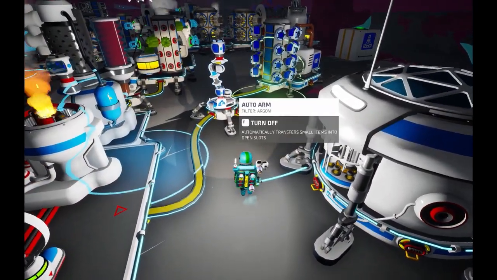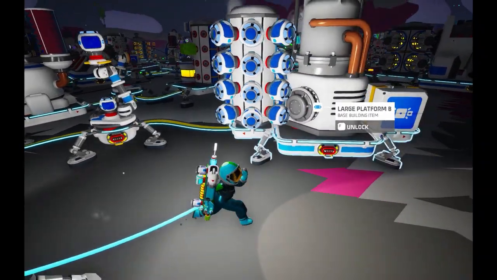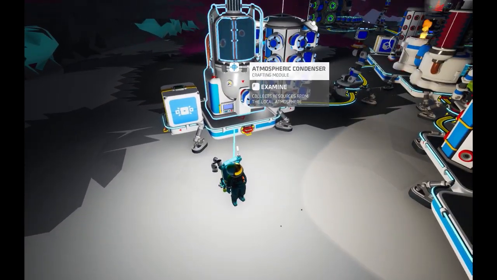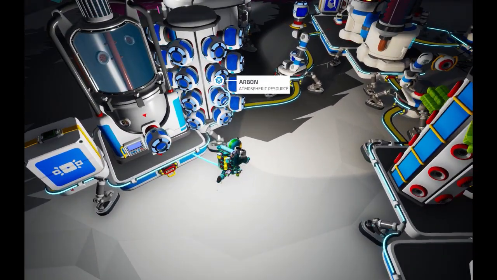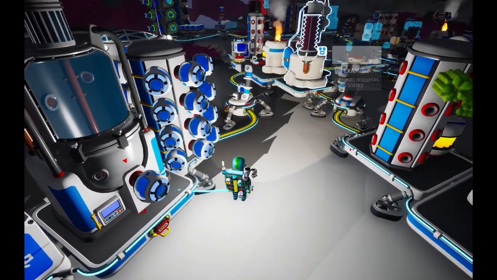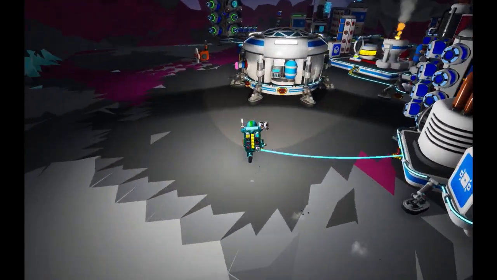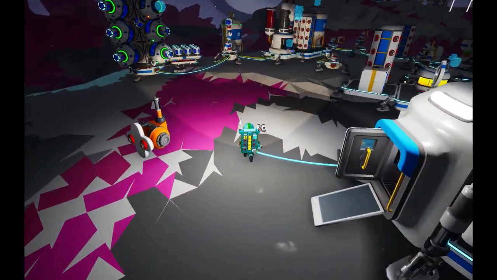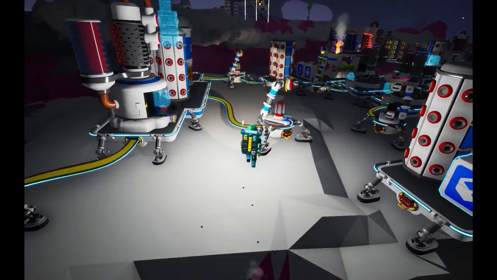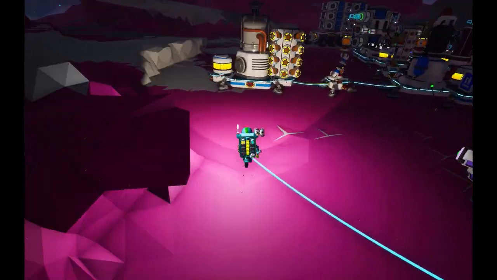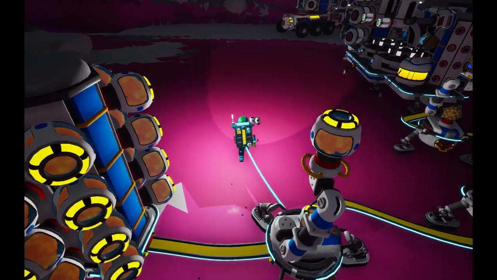The other gases, argon, nitrogen, and hydrogen, are all found on Basania, so those can be automated directly from atmospheric condensers and put into the machines that require them. So argon goes into steel, nitrogen goes into titanium alloy, and hydrogen goes into hydrazine. And basically that's how the machine works.